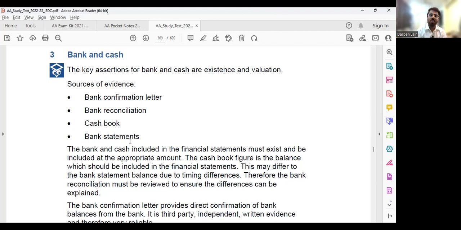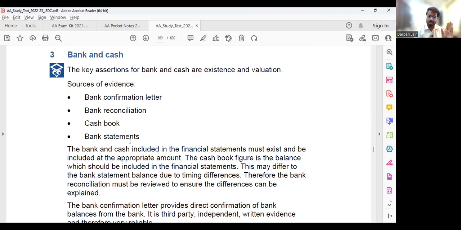So now, how do you get to know whether that 60 lakhs amount which is being shown as bank and cash is correct or not? You do audit procedures for that, with key assertions as the objective of the audit procedures. But these audit procedures that you do are going to be done on sources of evidence, right?